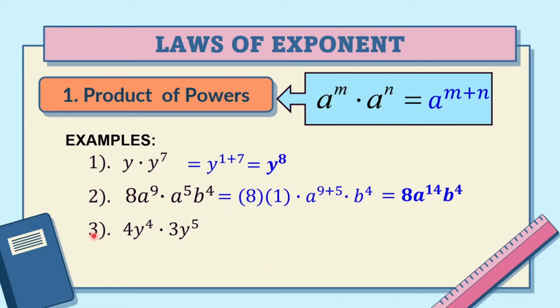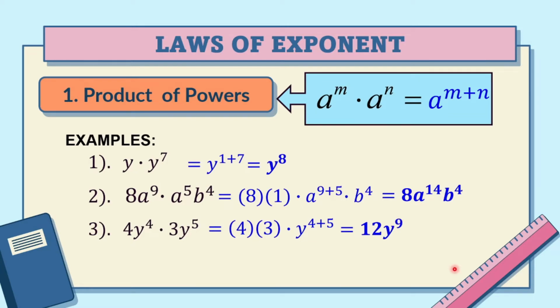Next, let's proceed to number 3. We have 4y raised to 4 times 3y raised to 5. Okay, so our coefficient 4 and 3 will be multiplied. Then, copy natin yung base, which is same naman sila. We have y. Then, mag-add yung exponent na 4 and 5. Then, simplify. We have 4 times 3, that is 12, then y, copy, then add 4 plus 5. Okay, so that will be 9. So our final answer is 12y raised to 9. So that is the product of powers.